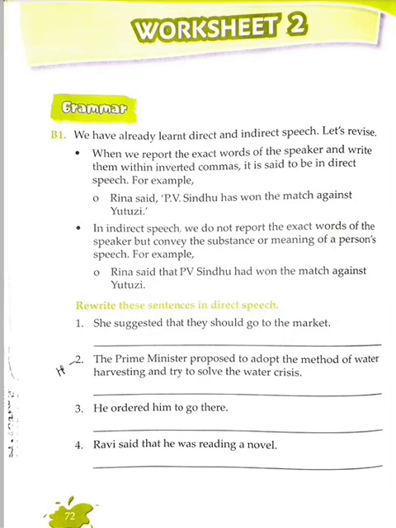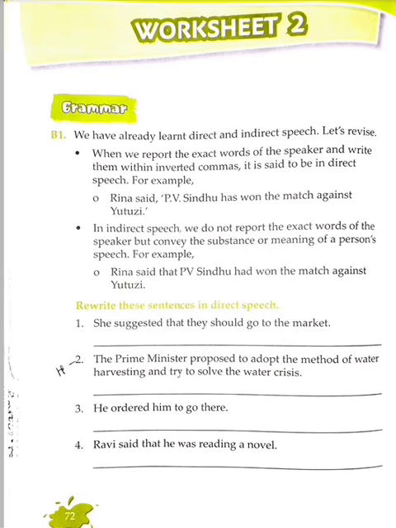First sentence is, she suggested that they should go to the market. Here suggested is used as reported verb. When there is suggested or proposed, these two reported verbs are used. We must understand that the direct part is going to start with let. So what will be the answer here? She said, comma, then give inverted comma and start with let's go to the market, close the inverted comma.